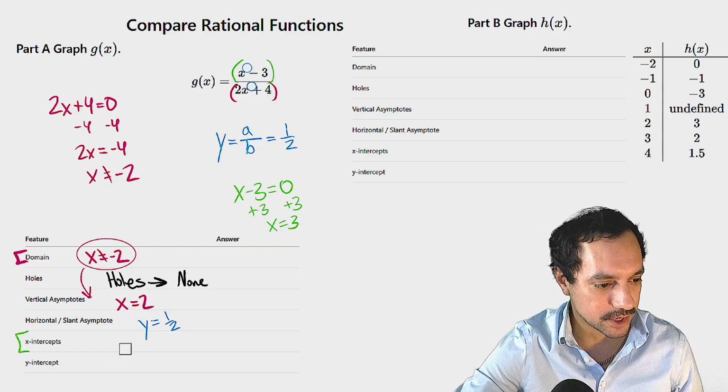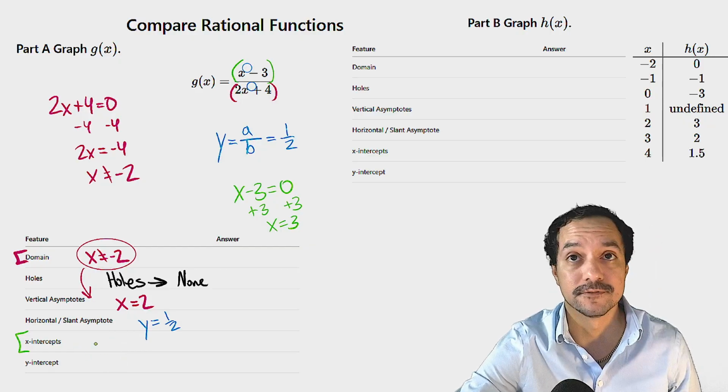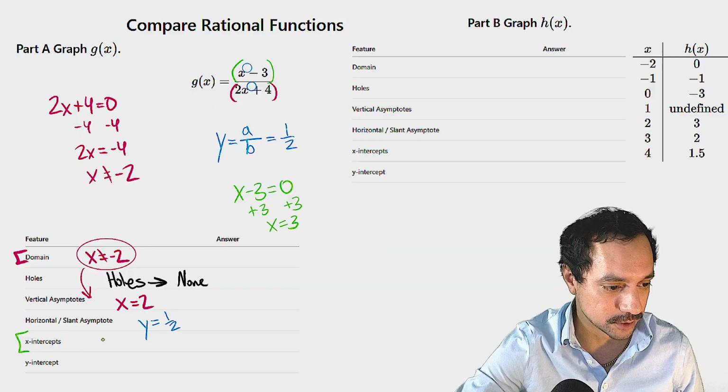And actually, let me put that in as an ordered pair. That way we don't get it confused with the vertical asymptotes. So I'll just go ahead and put (3, 0) there.